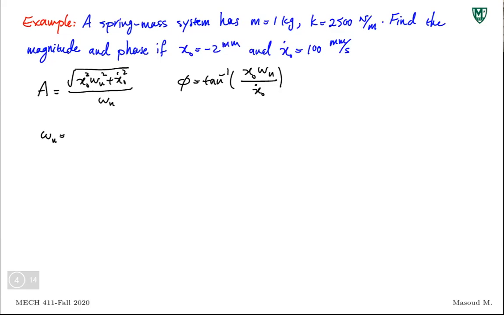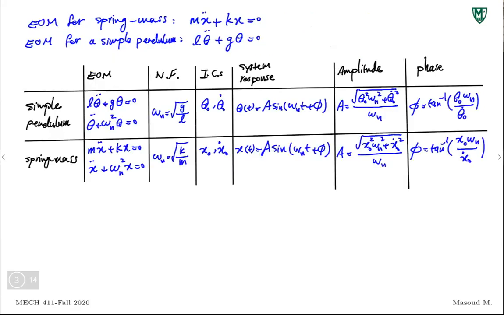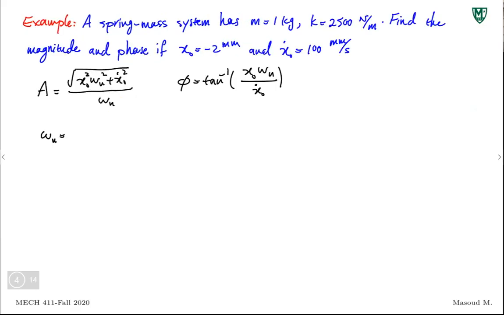What was omega n for a spring mass system? Going back to this table, here is omega n, this column. For a spring mass system it is the square root of k over m. I know k and I know m, so it is a straightforward approach. So that would be the square root of k, 2500, over m. I guess I got a little lazy here and used very round numbers. So this becomes 50 radian per second.